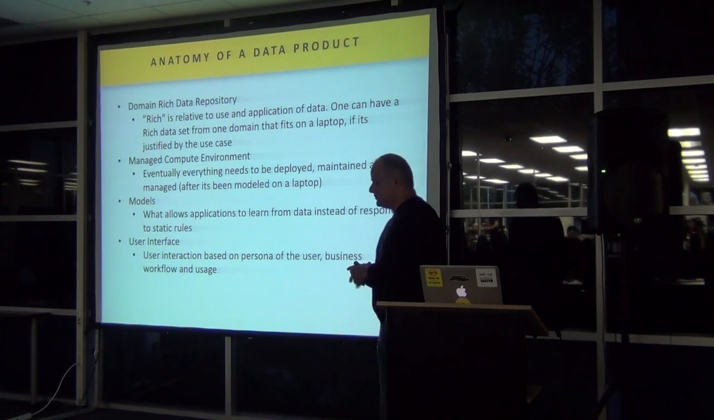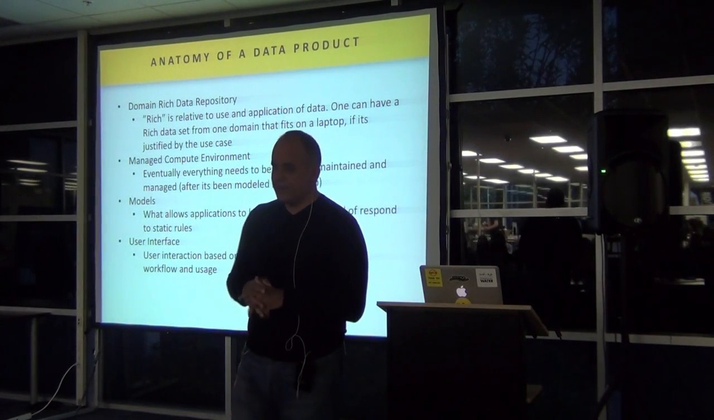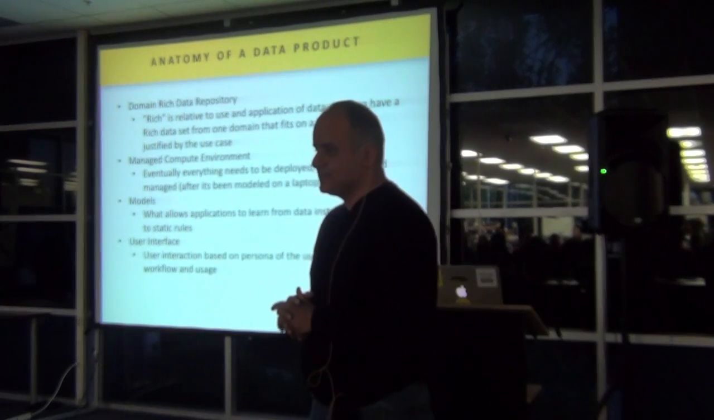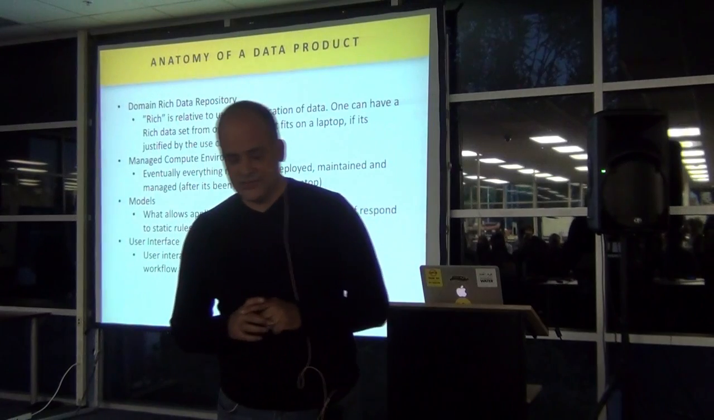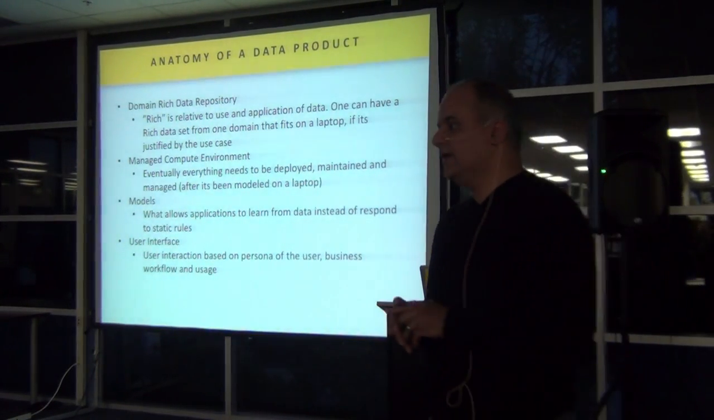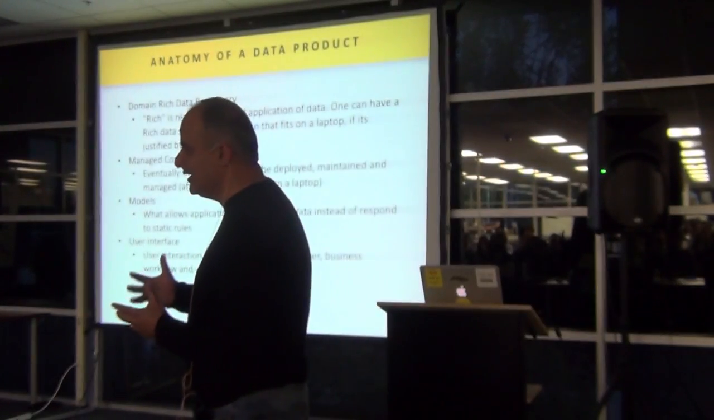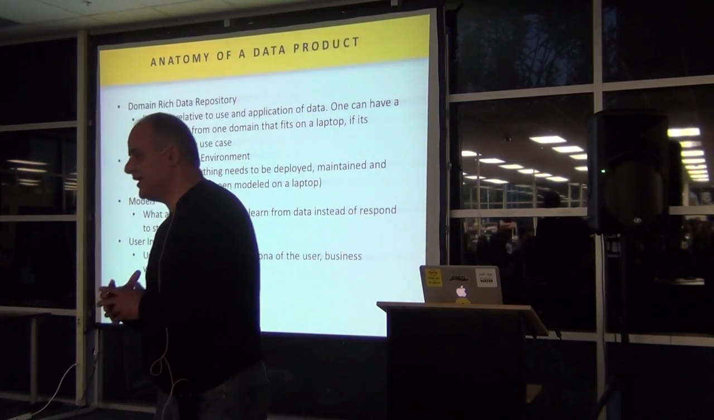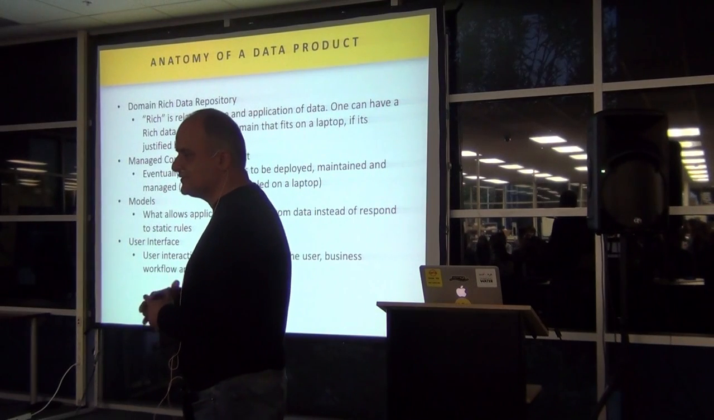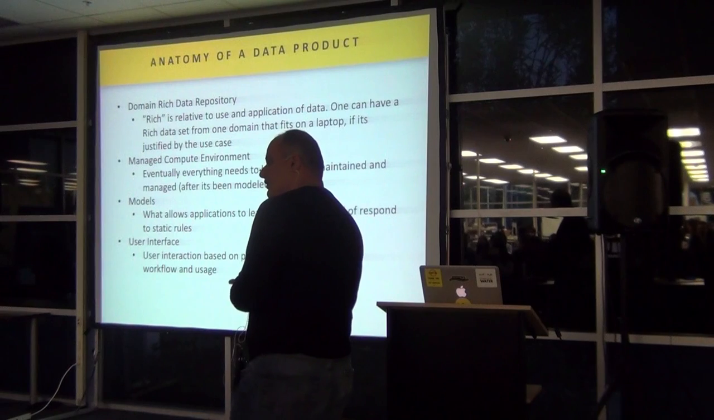So there's 4 parts to a data product. The first part is having a rich data repository. Now, rich is relative. You could pretty much download a subset of customers on your laptop, run GLM on it and do something with it, and that could be your rich data. But the richness actually has a grading factor for organizations as they get wider in data sets and they get deeper in data sets. So having domain-rich data is really, really important.